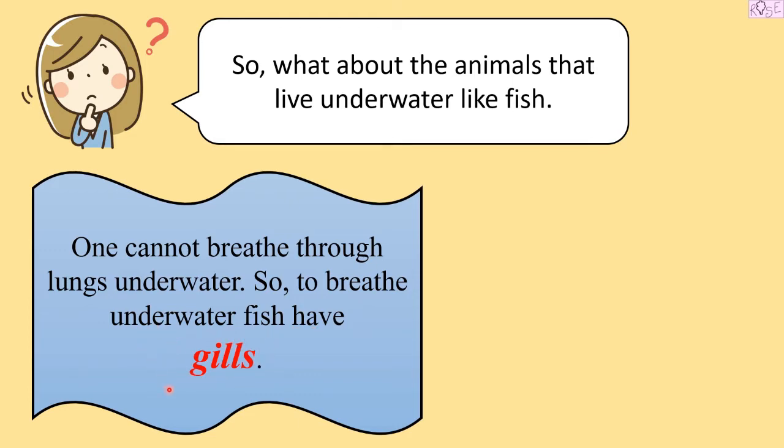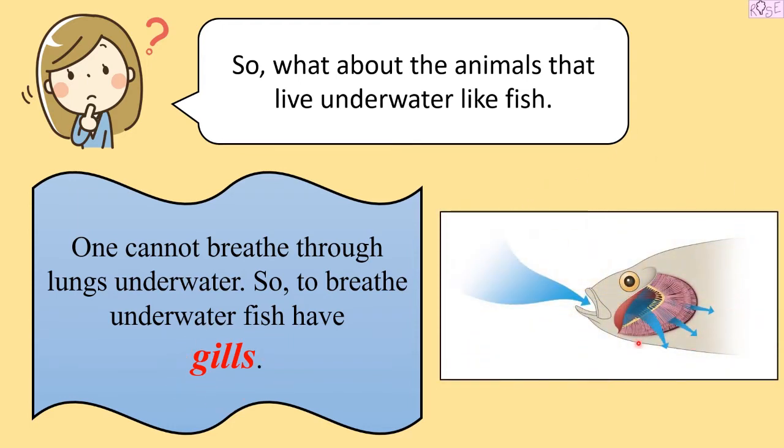So what sort of breathing organ does fish have? They have gills. Here's a picture of fish and here are shown their gills. These are gills and they are used to inhale and exhale, basically for breathing. So animals that live underwater like fish use gills. They do not use lungs. Lungs can only be used by the animals that live on land.